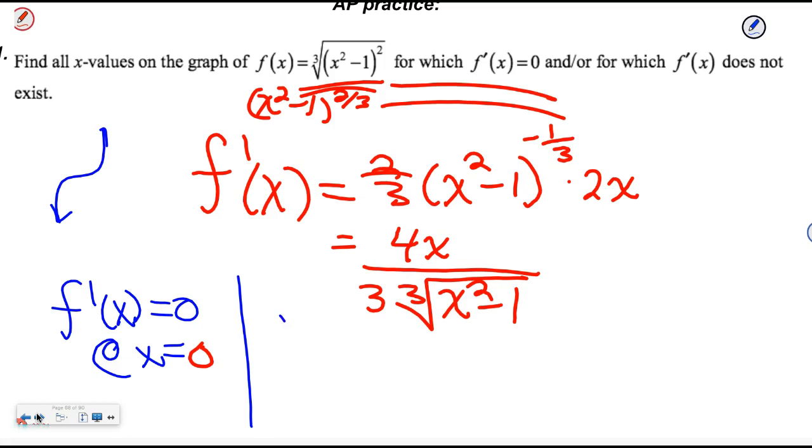Where's the derivative not existing? That would be where the denominator equals 0 and the numerator doesn't. What's causing my denominator to equal 0? X equaling what? Go ahead. Give me one, Jake. 1. What else? -1. Yes. So think about what's going to happen on the graph.